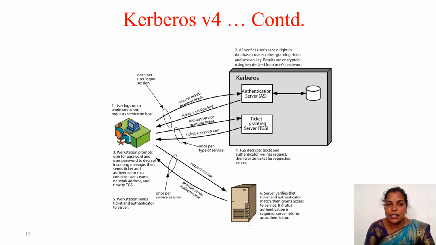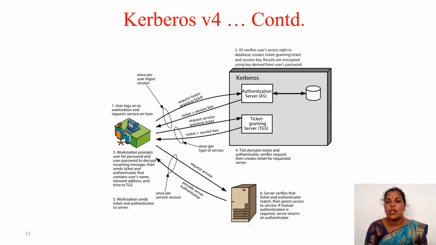Then the third step: the workstation prompts the user for the password and uses the user's password to decrypt the incoming message, then sends the ticket and authenticator that contains the user's name, network address and time to the ticket granting server. Next, the fourth step: the ticket granting server decrypts the ticket and authenticator, verifies the request, then creates a ticket for the requested server. The next step is the workstation sends the ticket and authenticator to the server. Finally, the server verifies the ticket and authenticator match, then grants access to the service. If mutual authentication is required, the server returns an authenticator. So these are the steps involved in Kerberos V4.